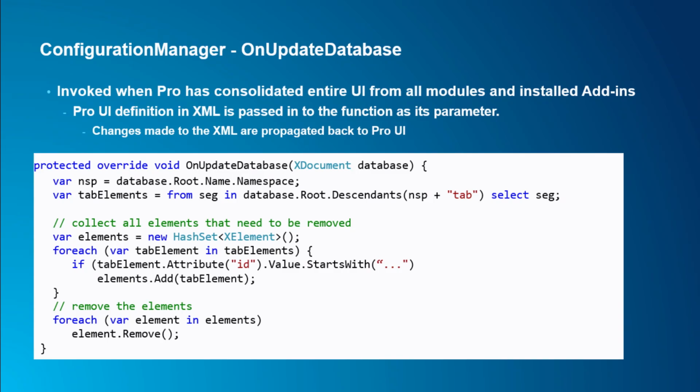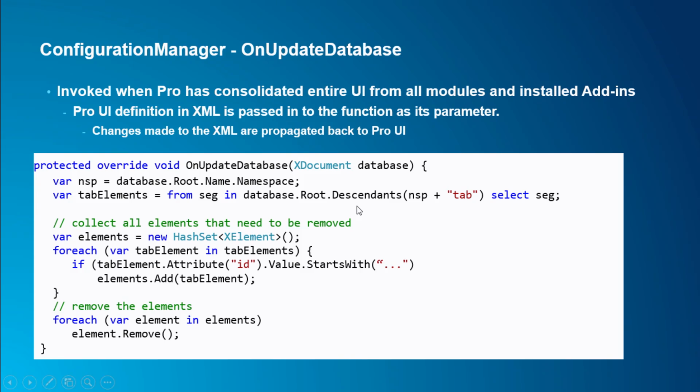So on update database, this is an override that comes with the configuration manager. And the way it works is this. When Pro starts up, it queries all of the extensions and all of the add-ins that you have installed on your system. And it queries them for their respective UI XML definitions, okay? It takes all of those XML definitions and consolidates them into a single XML database. That database with the entire consolidated UI is passed to you as the parameter to this method.